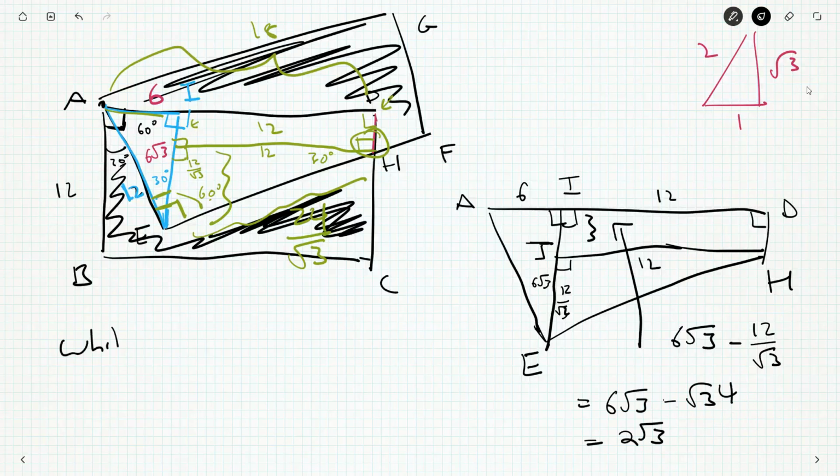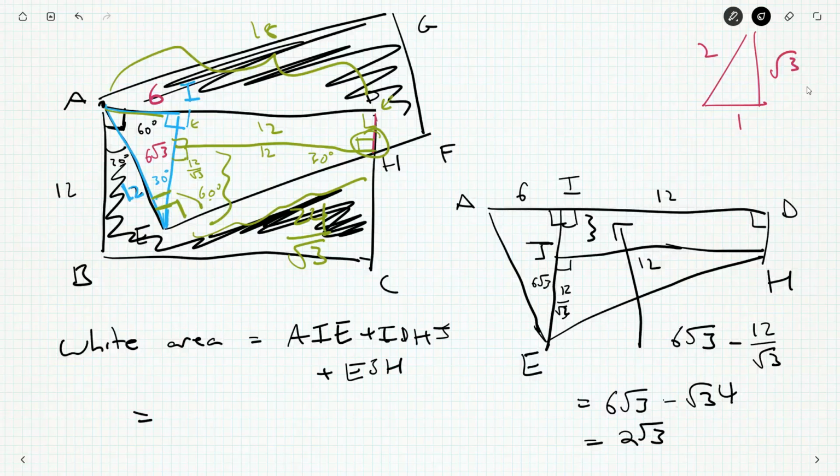And so now the white area is triangle AEI plus IDHJ plus EJH. Let's work those out. So AIE is 6 times 6 root 3 all over 2. IDHJ is 12 times 2 root 3. That's the height IJ there. And EJH, that's another triangle, so it's 1/2 base, 12 over root 3, times height, 12.